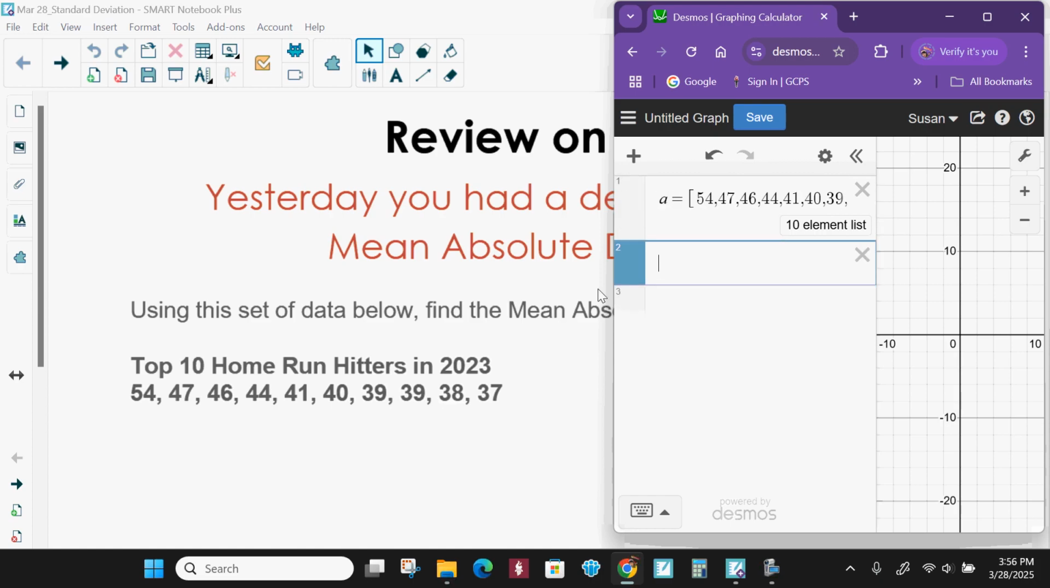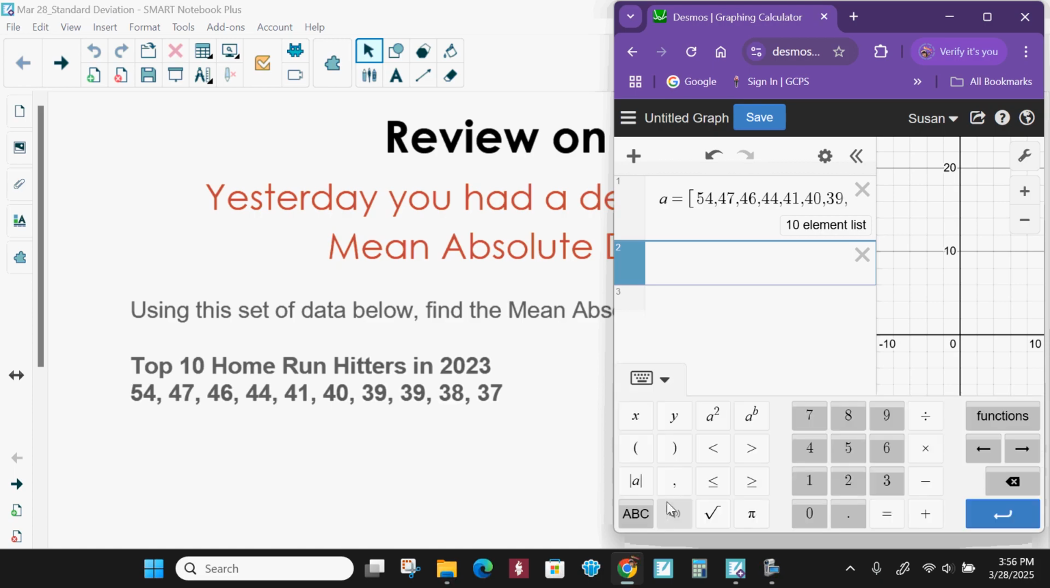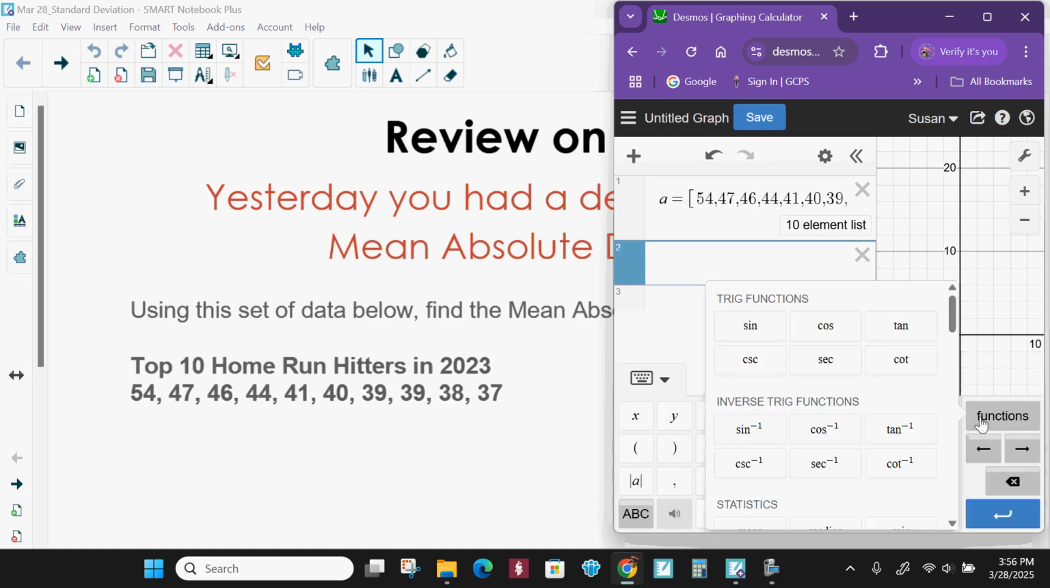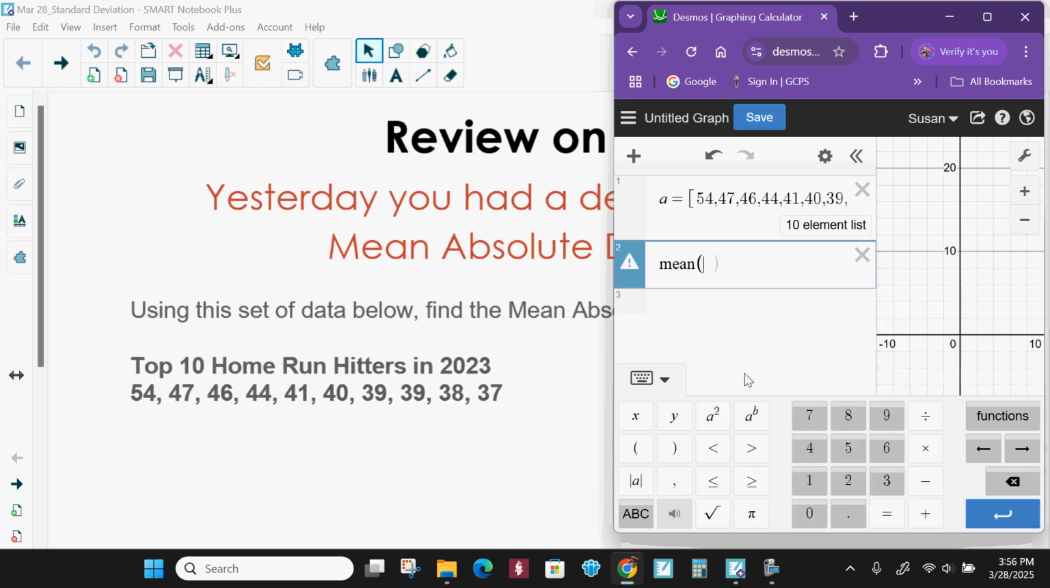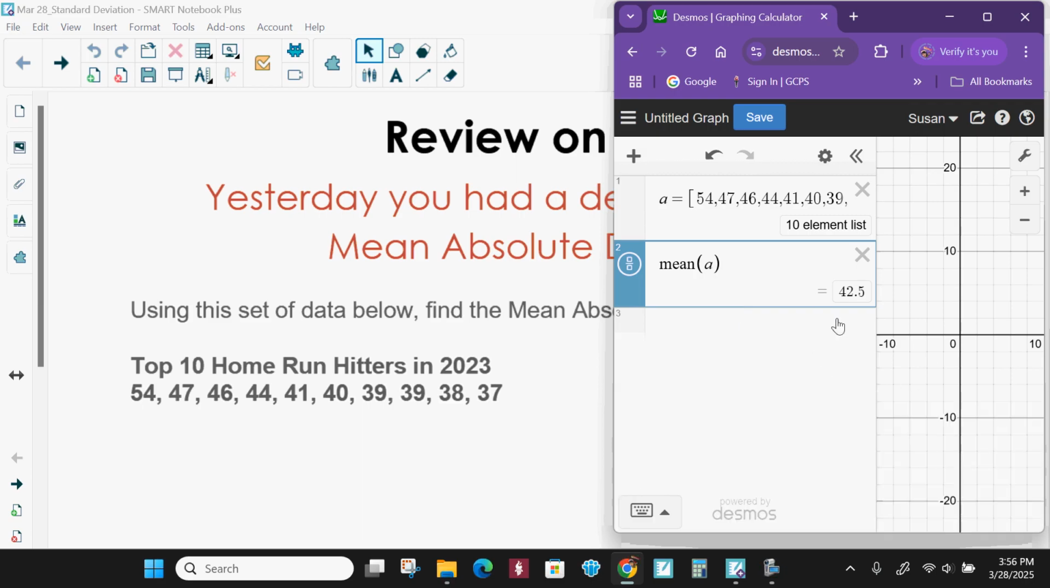Now, to do the mean absolute deviation, remember, you find the mean, and then you find the distance from the mean to each of the values in your list, and then you take the average of that. So I'm just going to show you the mean here. The mean of A is 42.5. That means the average number of hits is 42.5.